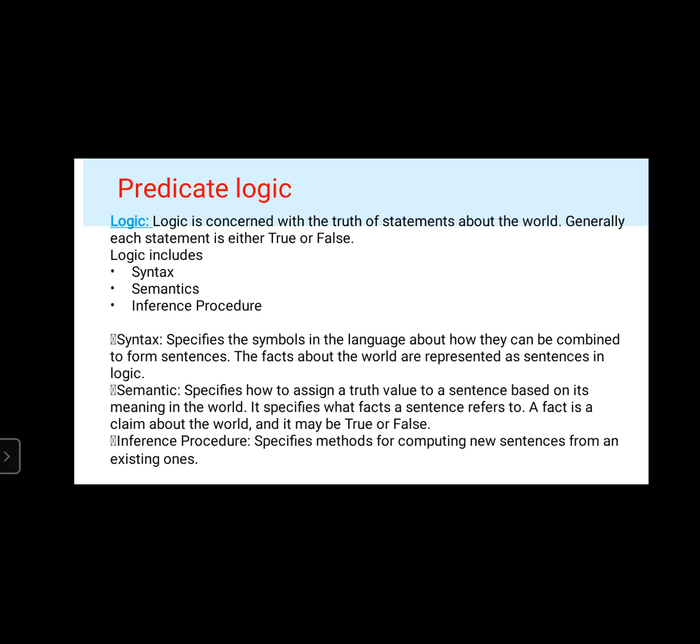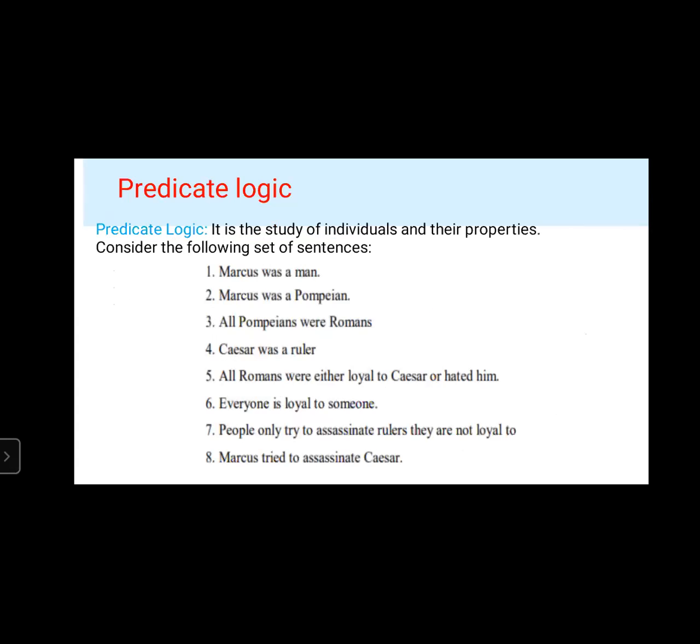Next one is inference procedure. This inference procedure specifies the methods for computing new sentences from existing ones. Based on the existing ones, we're going to compute new sentences. That is nothing but inference procedure. Next topic: now let us see what predicate logic is. Predicate logic is the study of individuals and their properties.